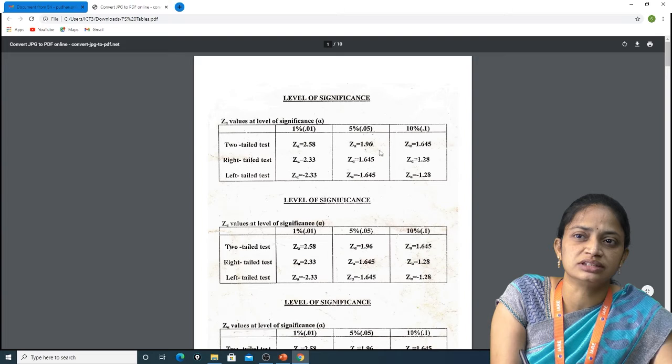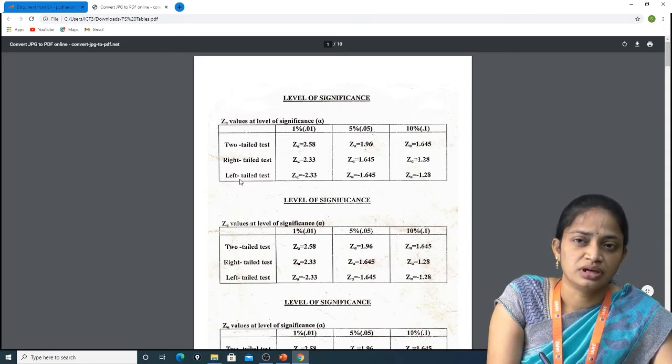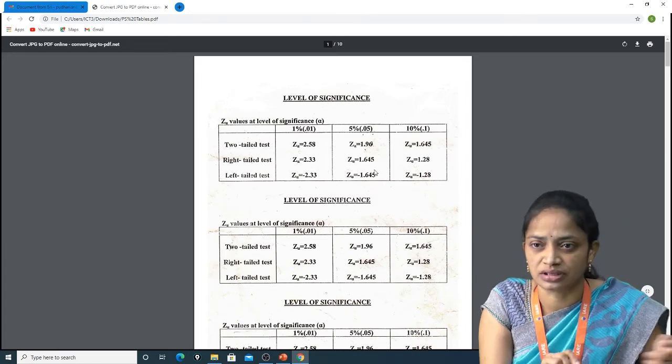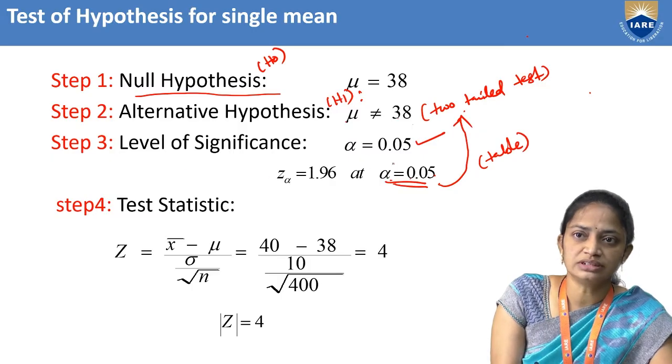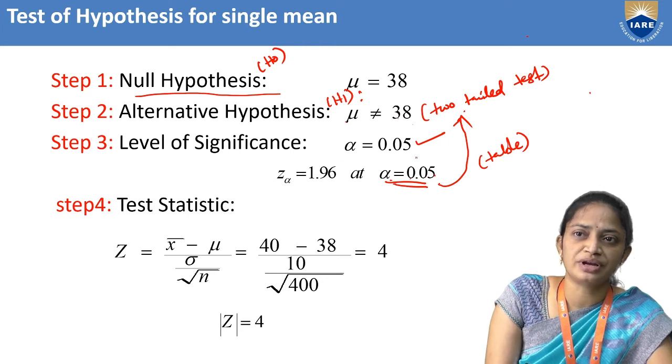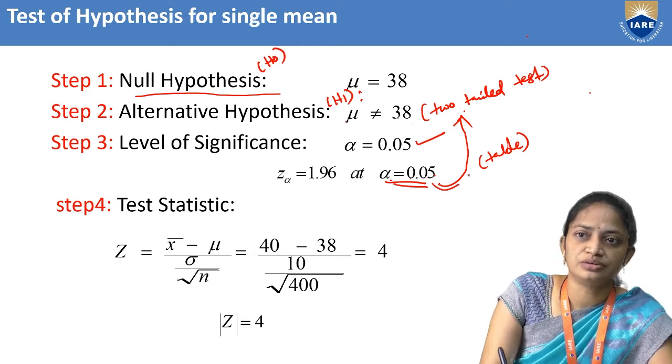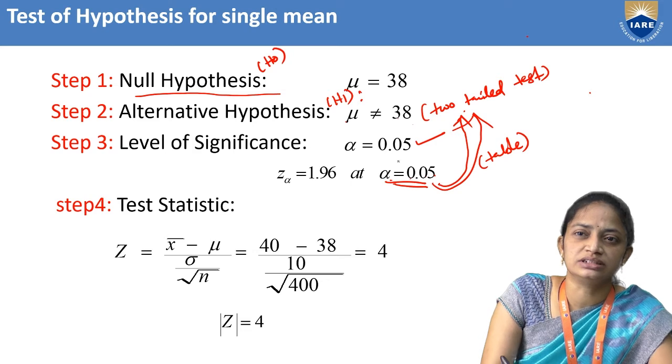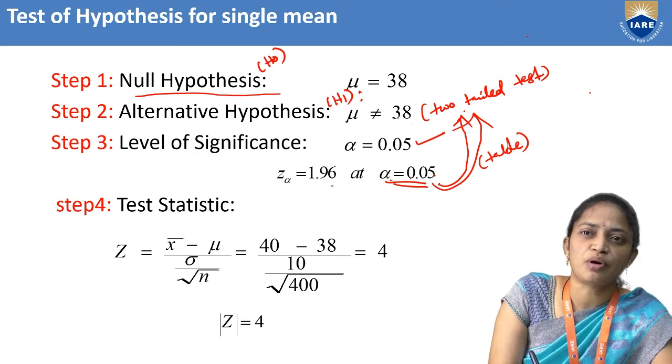So alpha value 0.05 in a two-tailed test is 1.96. In a right-tailed test, Z alpha equals 1.645. If the alpha value is 5%, that is 0.05 level of significance, at a left-tailed test Z alpha equals minus 1.645. So if alpha is 0.05 in a two-tailed test, then Z alpha will be 1.96.